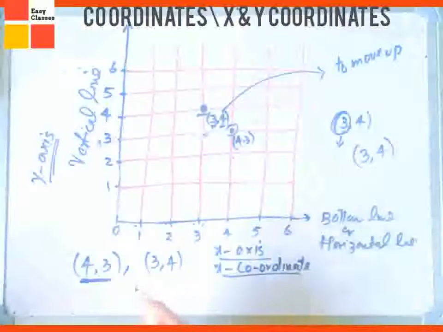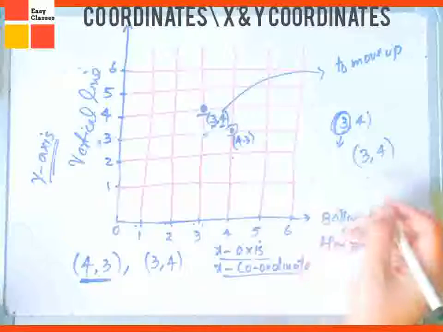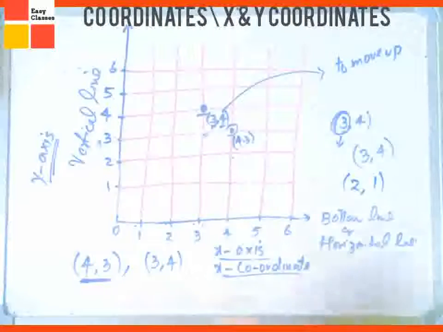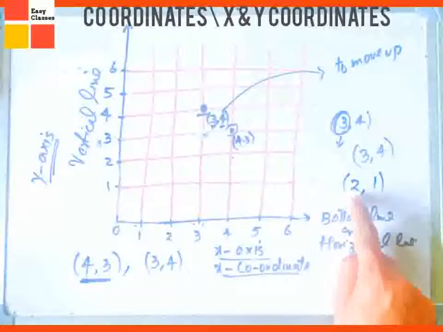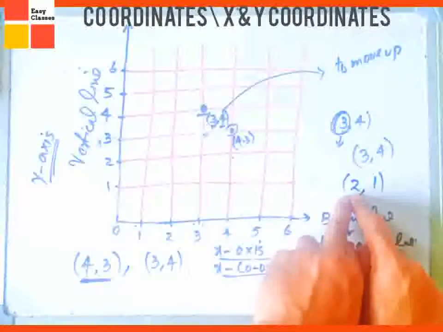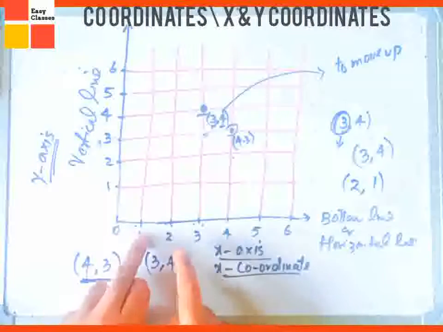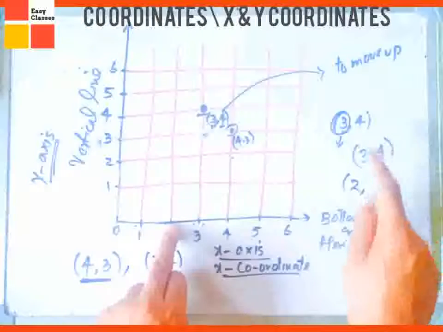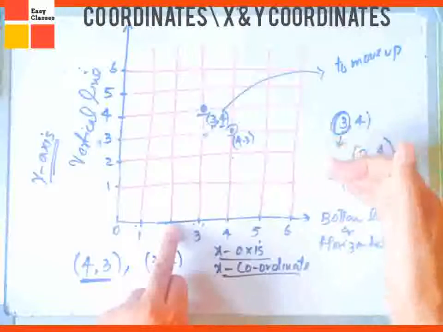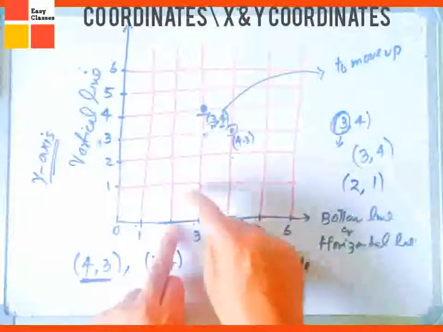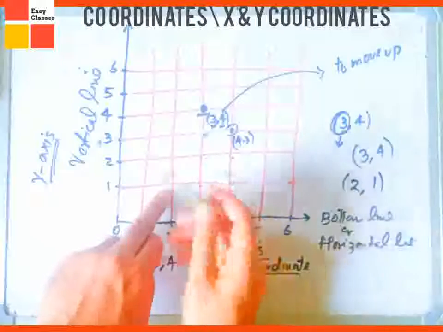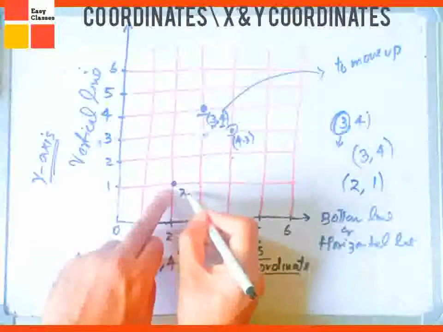If you have to locate the position of a point, say for example 2, 1, what do you have to do? First, you have to move 2 units towards the right. So it is 0, 1 and 2. And 1 unit you have to move upwards. So the position of this point will be somewhere here, right? So this is the point 2, 1.